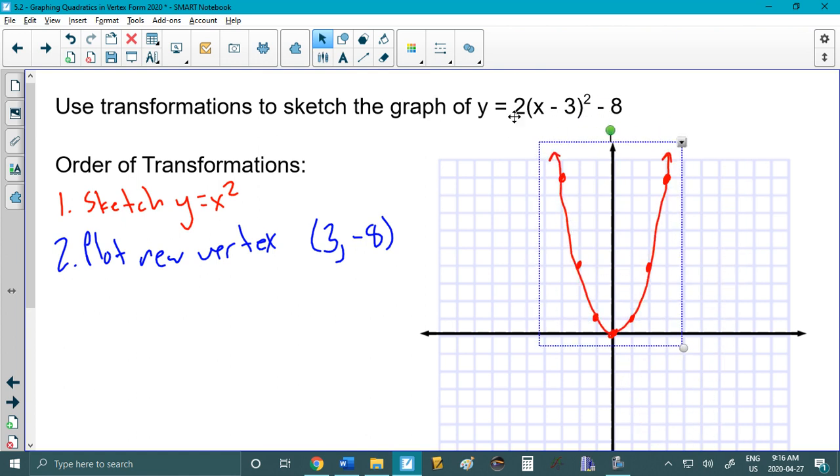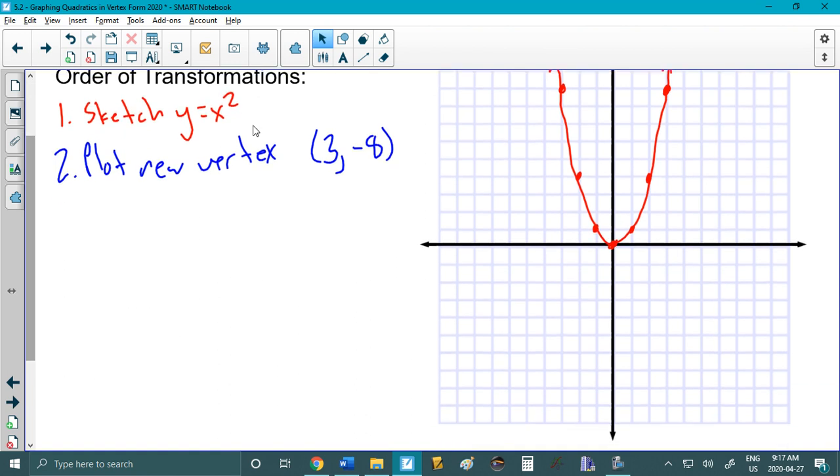And then you would apply this 2. So you would do the vertical stretch. But instead, what I'm going to do is first I'm just going to plot the vertex. 3, and down 1, 2, 3, 4, 5, 6, 7, 8.